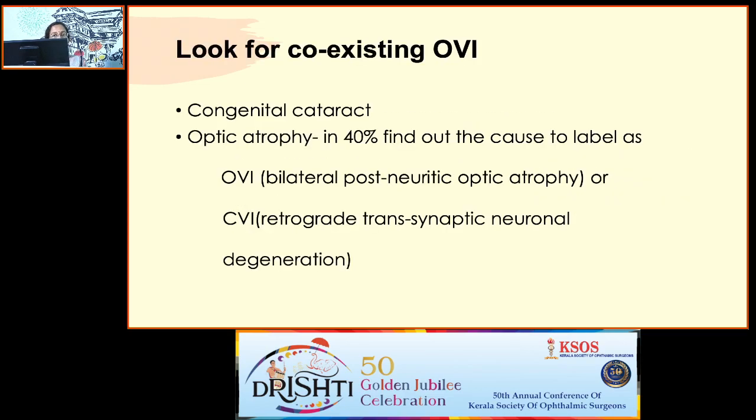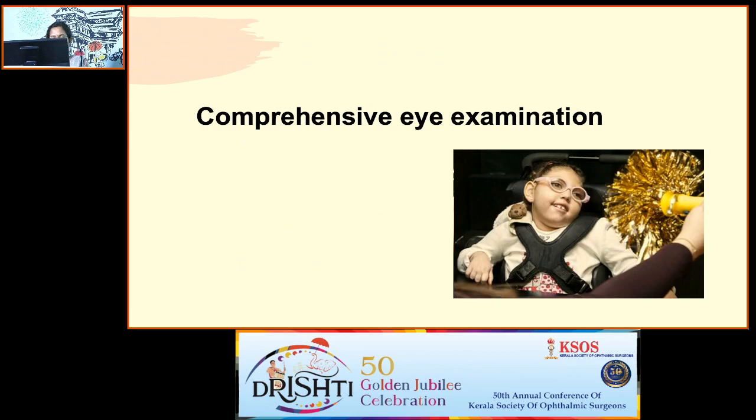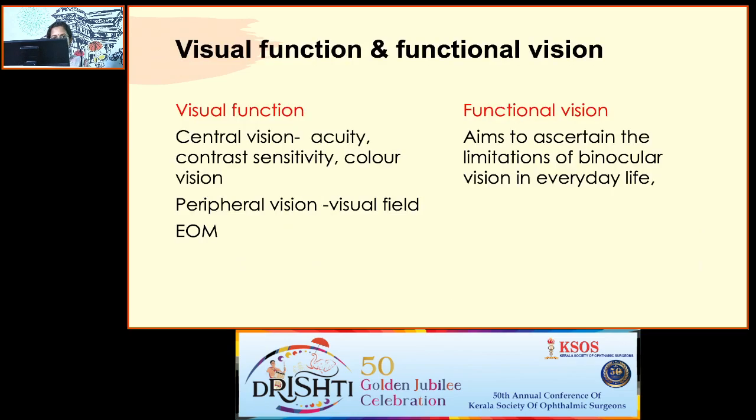Always think about coexisting OVI also, ocular visual impairment, because congenital cataract and optic atrophy are frequent associations. Optic atrophy has been found to be associated in nearly 40% of cases. And there it is important to identify the cause for the optic atrophy also. So comprehensive eye examination follows.